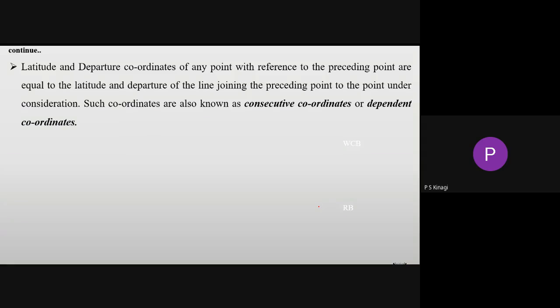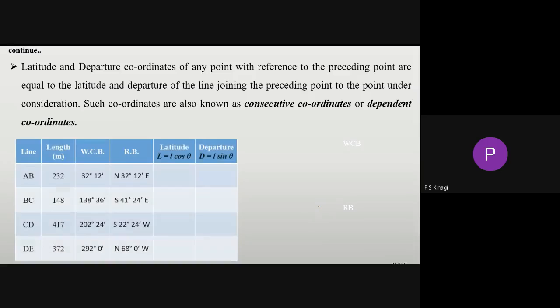The latitude and departure coordinates of any point with reference to the preceding point are equal to the latitude and departure of the line joining the preceding point to the point under consideration. Such coordinates are also known as consecutive coordinates or dependent coordinates. Okay, I will discuss here.